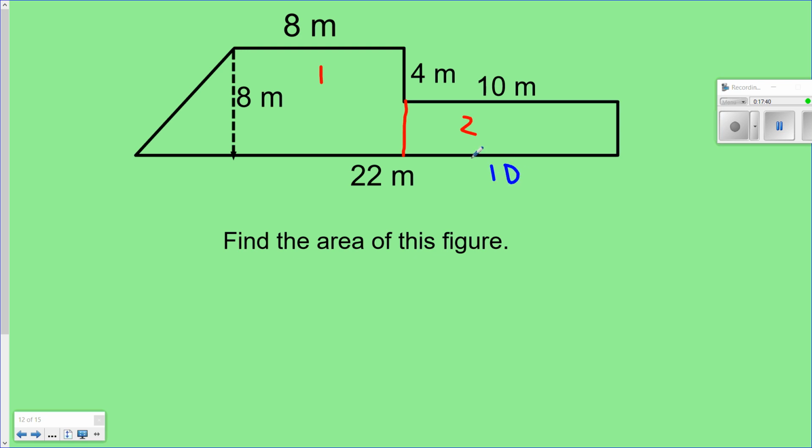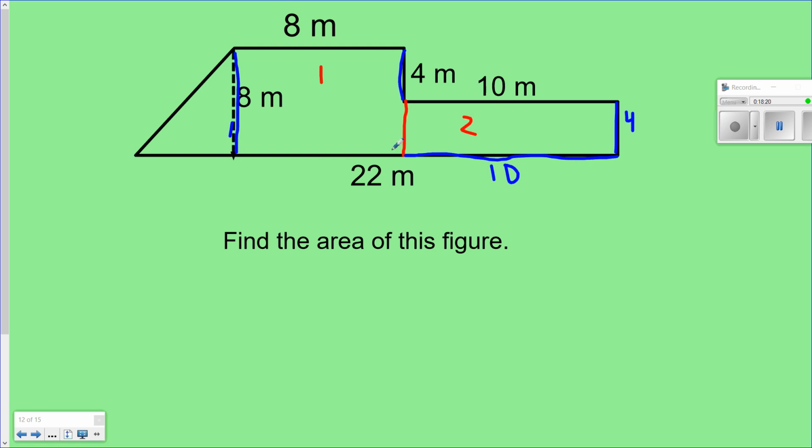Okay. And now we have to find the height because we don't have a height here. Now that's pretty simple. If you look on this side, what's this whole height? This whole height is 8. And if we know this is 4, what does this have to be? This has to be 4 because 4 plus 4 is 8. That's the whole height of that thing. Okay, so we have the rectangle. Now we have to do a little thinking here because it told us that this whole thing on the bottom is 22. I know this is 10.